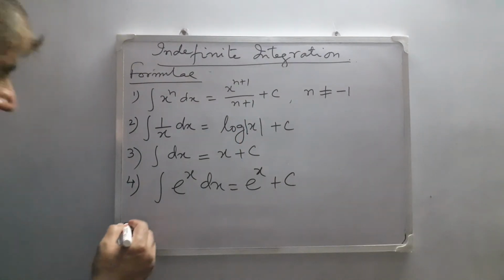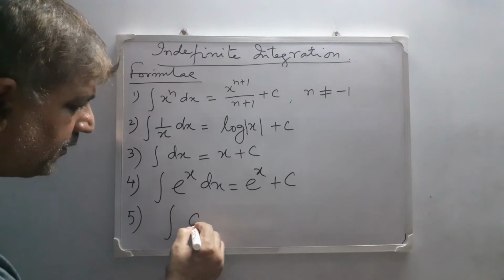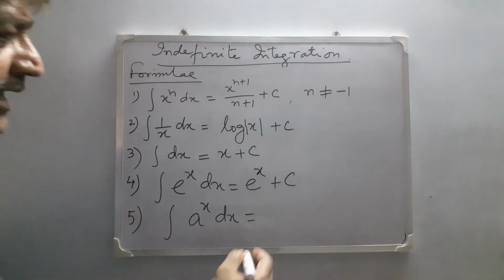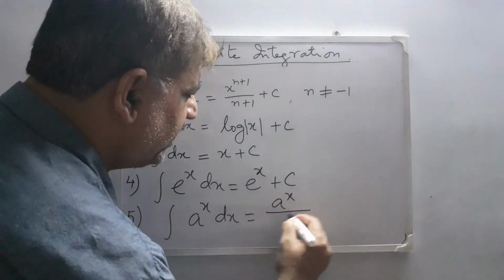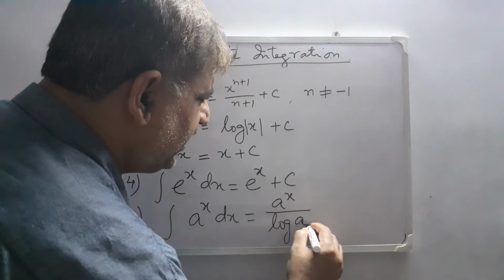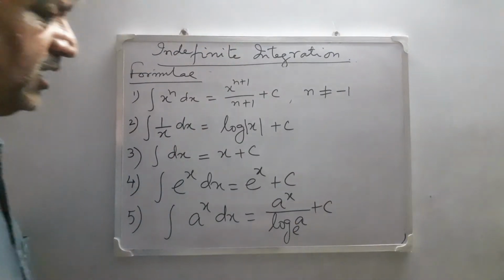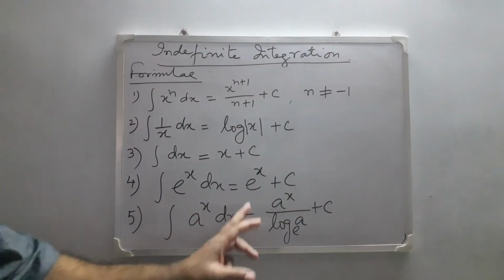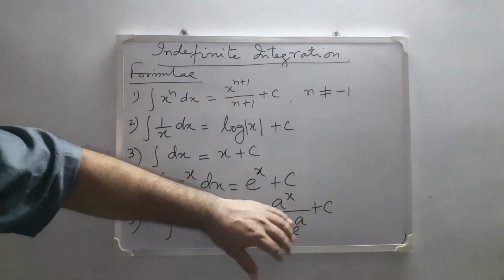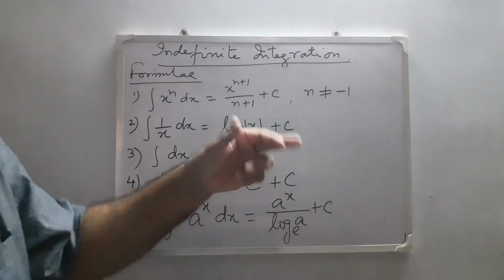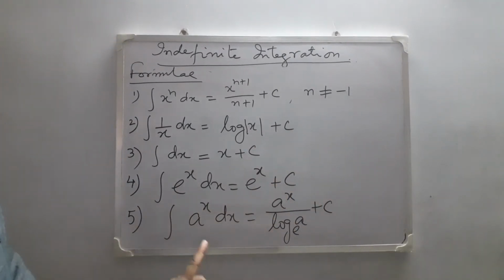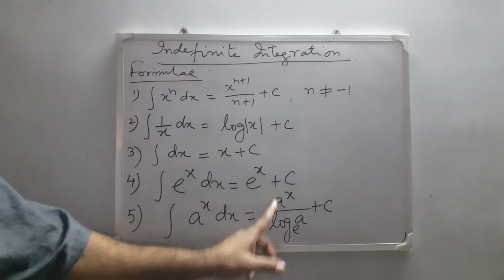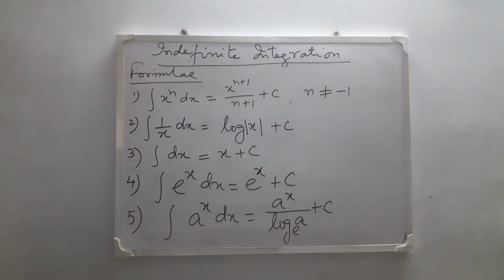Again, you see here, number 5, integral a power x dx. We can write a power x divided by log a base e plus c. Because if you differentiate this result, 1 by log a is a common constant, so it comes out. Differentiation of a power x is a power x log a base e, and log a base e cancels out. Finally, you will get a power x, and that's why integral of a power x dx is a power x by log a base e plus c.